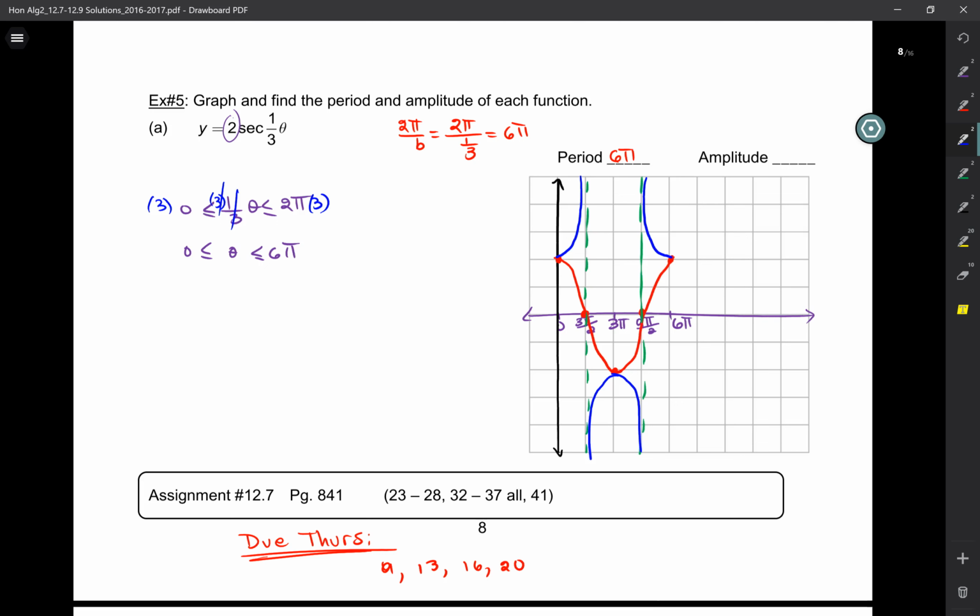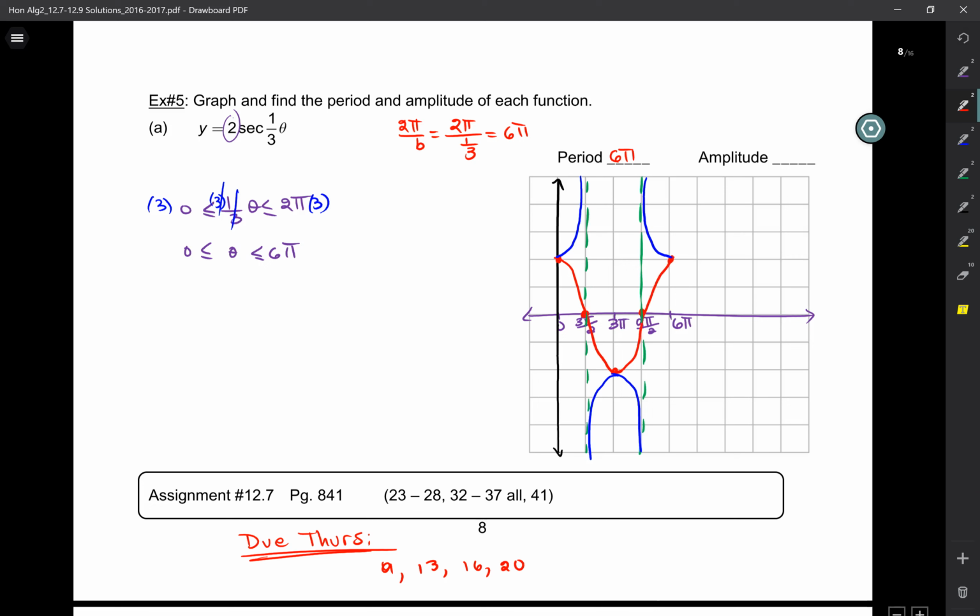Okay? Now, the red one is not part of the secant. That's just the cosine. That was just there for us as a guide. So technically, I could erase the red one. All right? That's really the secant. All right? I'm going to leave it there for you guys to see.